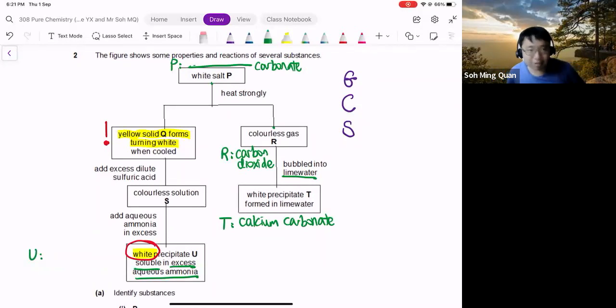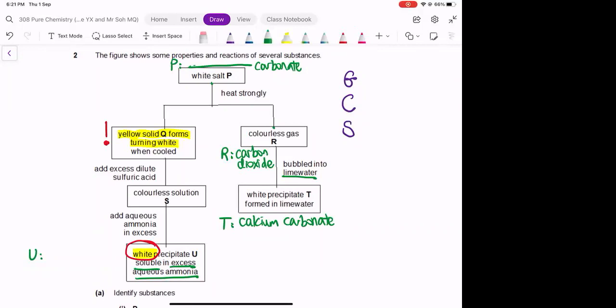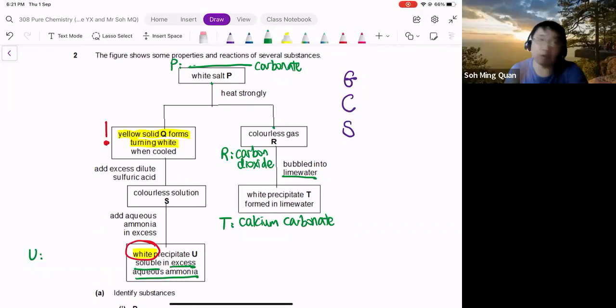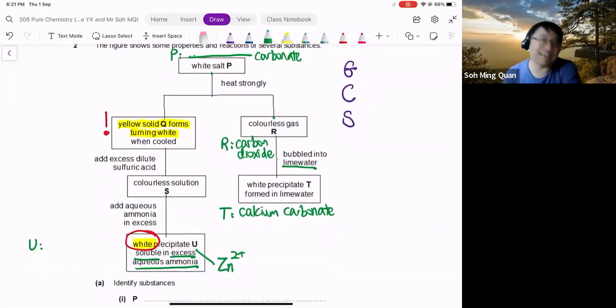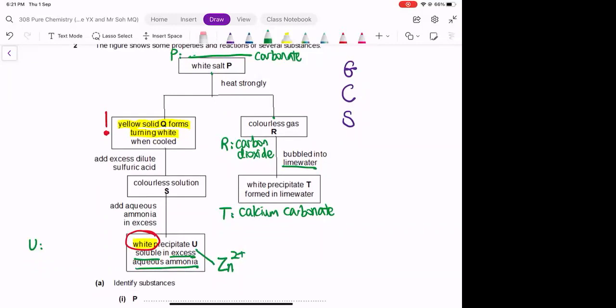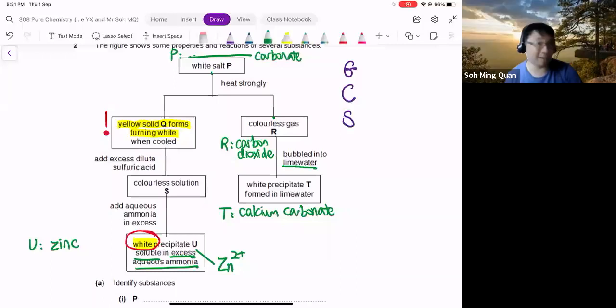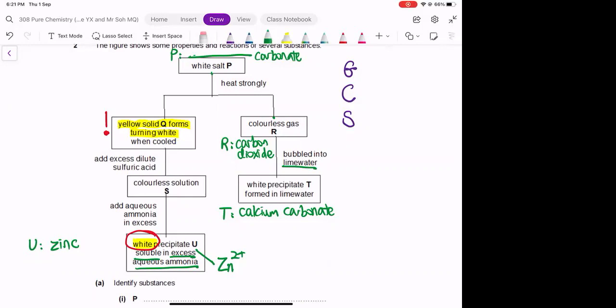Okay, Audric, what is white precipitate U? Should be zinc. Zinc, right? So you must study until you get to the point that you know, oh my God, this is Zn2+. Oh my God, it's Zn2+ because it dissolves in excess aqueous ammonia. But is the answer just Zn2+, Audric? We are asking for the precipitate though. Zinc carbonate. U is zinc carbonate. When you add ammonia, the precipitate is not the carbonate.